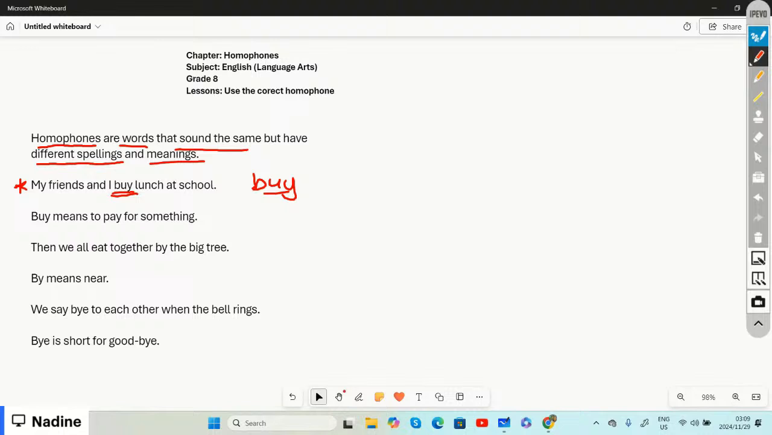Then we have another sentence, which is, then we all eat together by the big tree. So there we have another word, by. As you can see, the word sounds the same, buy and by. But so far you can see that the spellings are different. And if we look at the meaning of this word by, which is B-Y, it means near.